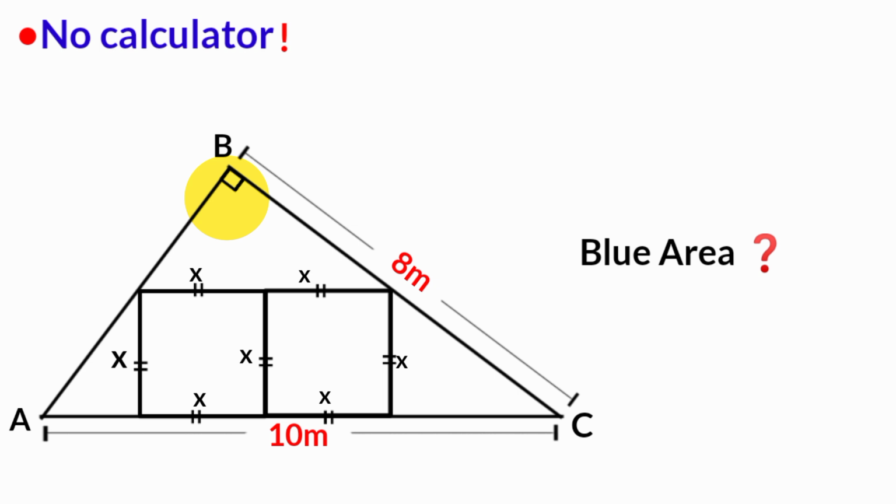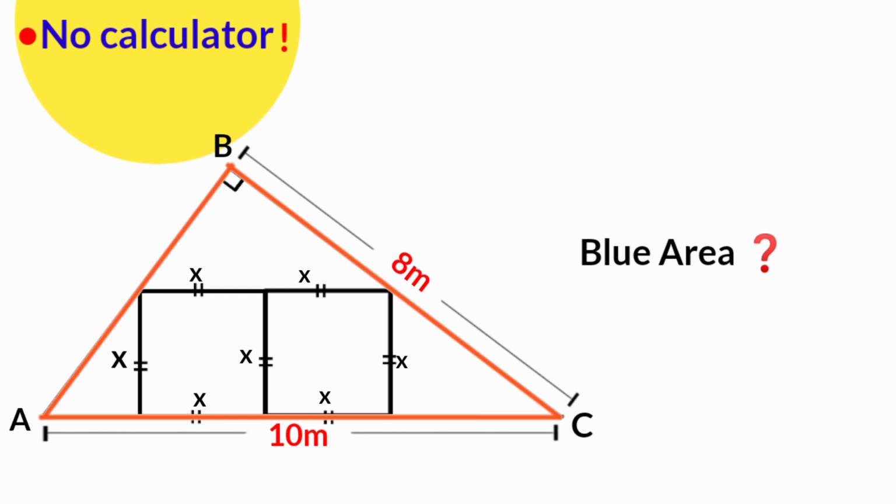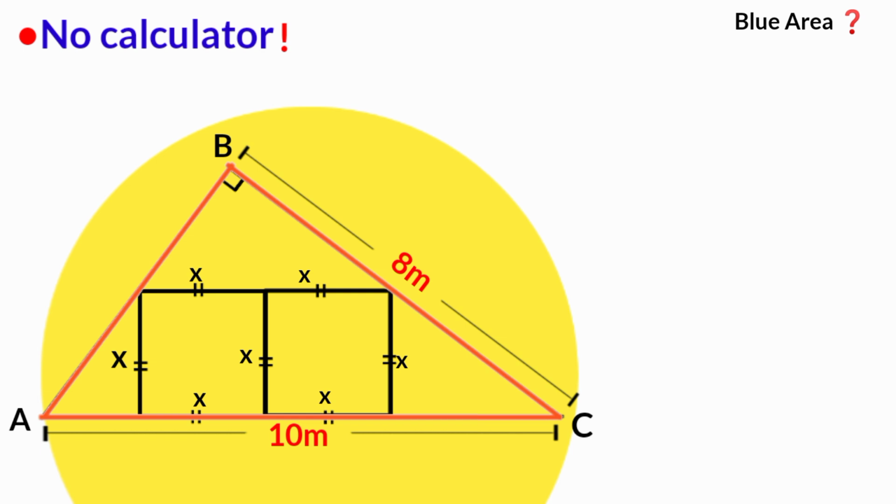This angle here is a right angle, that is triangle ABC is a right angle triangle. And don't forget, here we are to solve this question completely without the use of any calculator. So how can we solve it? We'll start from this triangle ABC.